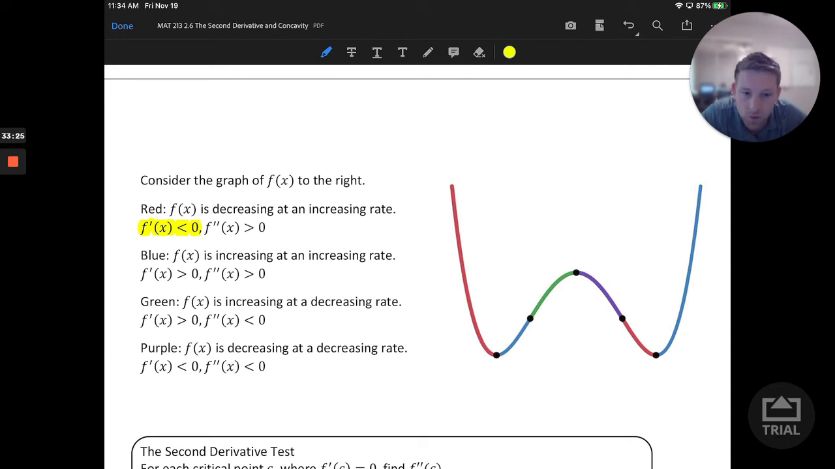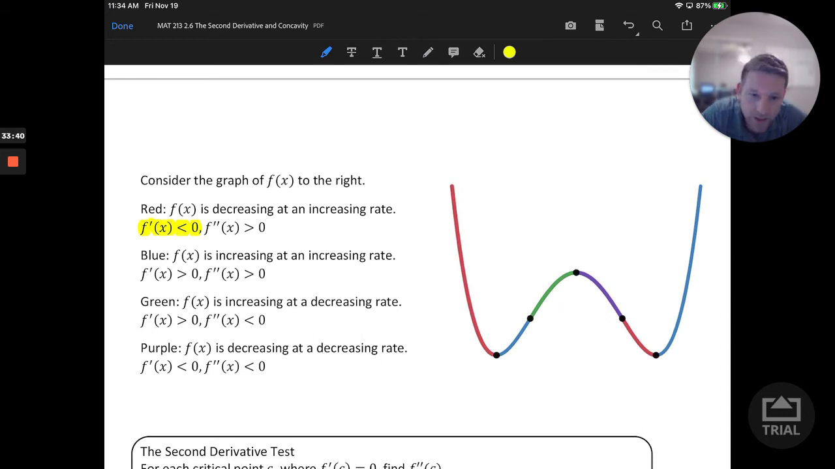The blue sections tell us that we are increasing at an increasing rate. That would mean that we are both increasing and concave up. That's f double prime is greater than 0 and f prime is greater than 0.